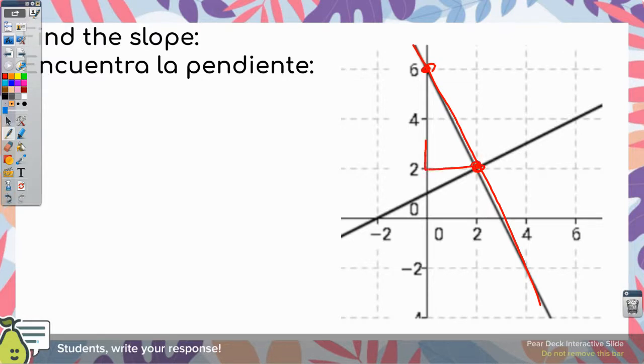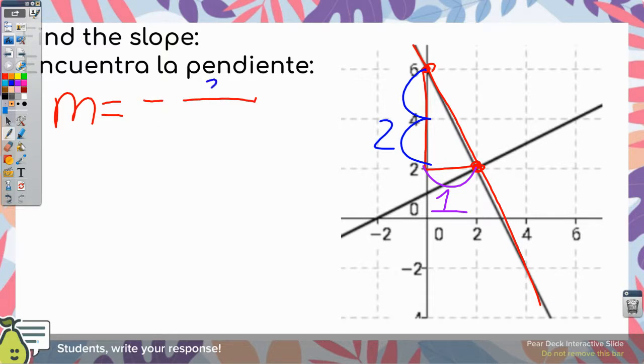If I make my triangle, my rise is 2. Again, I'm just counting blocks. And my run is 1. So if I look at my red line, first things first, it's going down. It's negative, so it's negative. We do rise over run. My rise is 2. My run is 1. My final answer is technically -2.